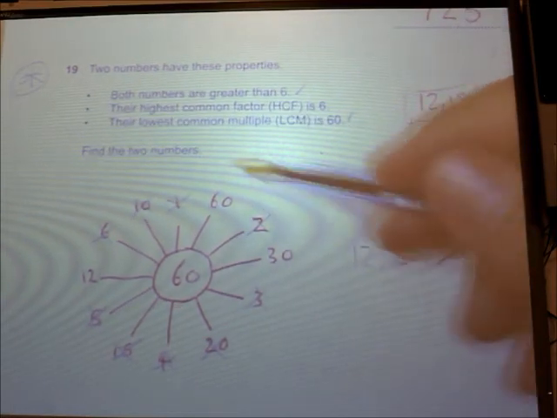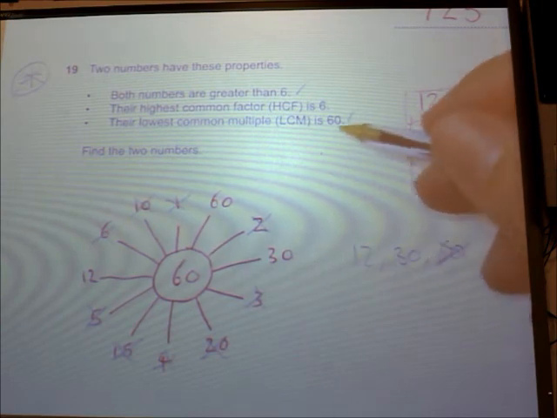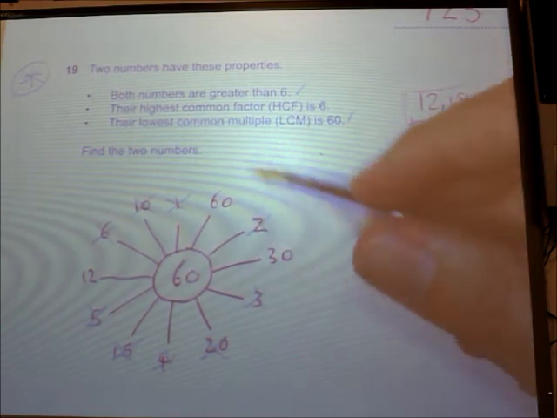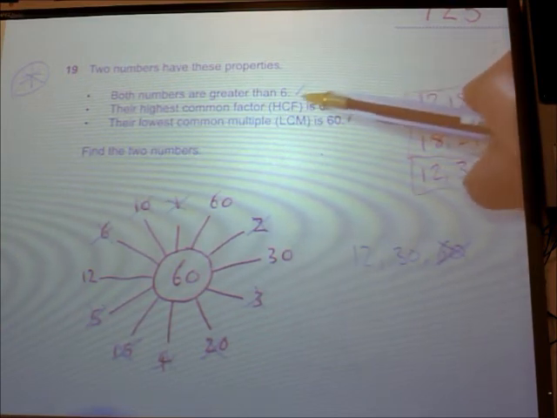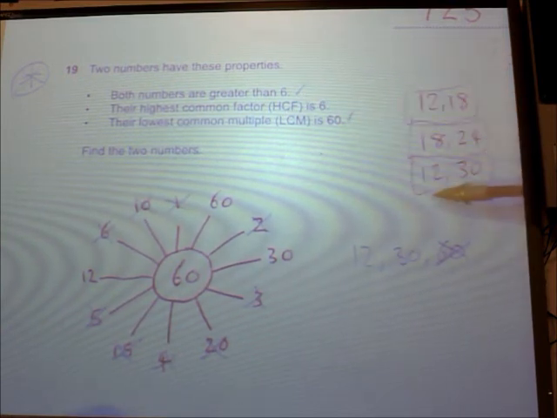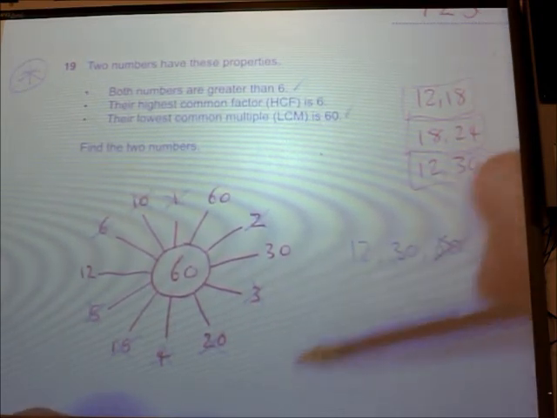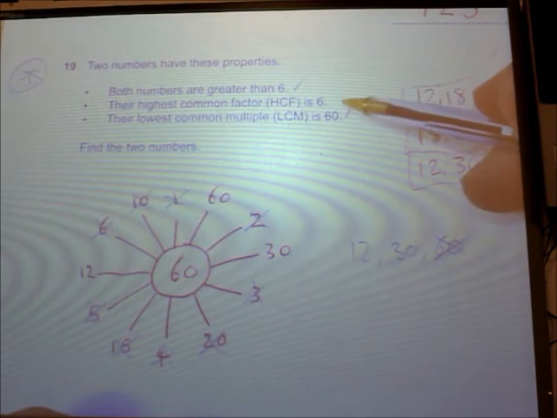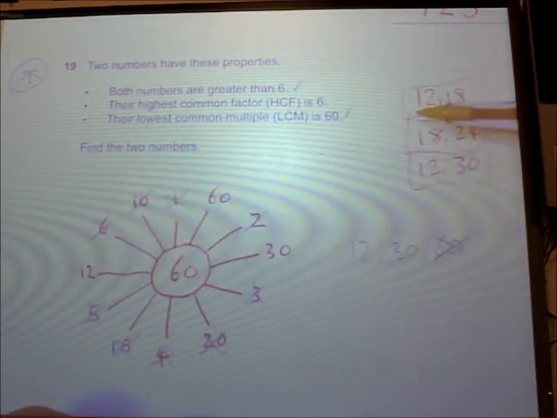So first of all, what I've done, I've gone through all the factors of 60, because it has to go into 60, and there they all are. And I've crossed off the ones that are less than 6 or 6 or less. And then I've also crossed off some other ones as well. It can't be, because their highest common factor is 6. So for example, it can't be 10 because 6 doesn't go into 10.